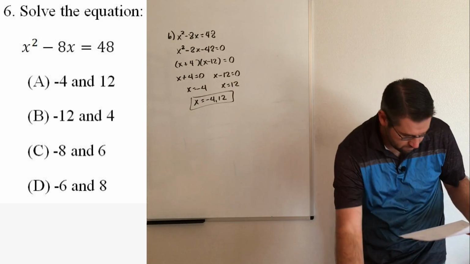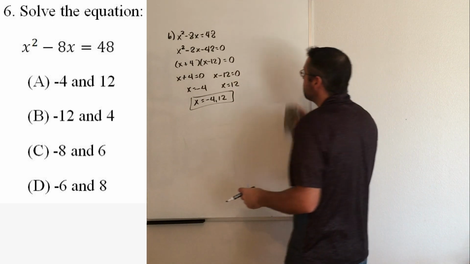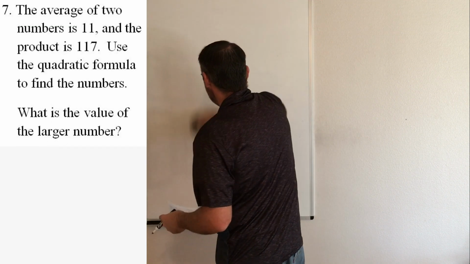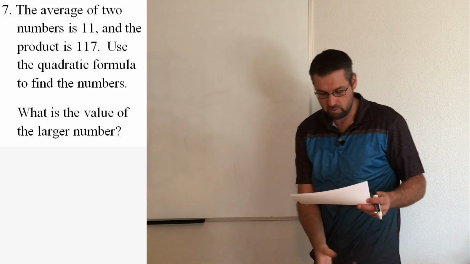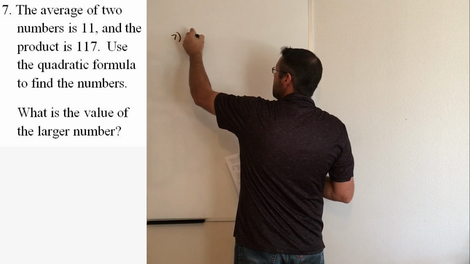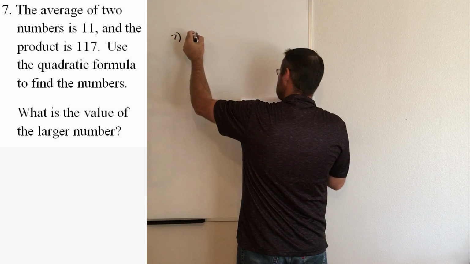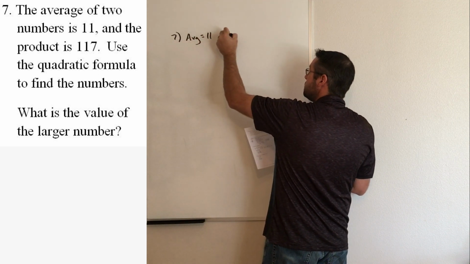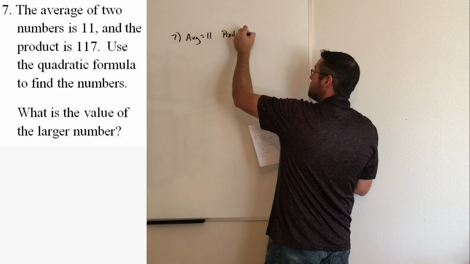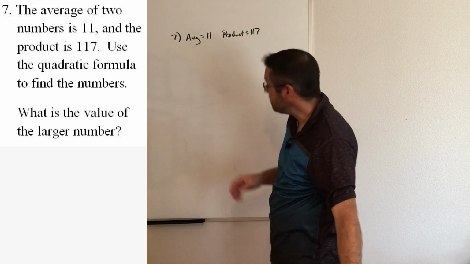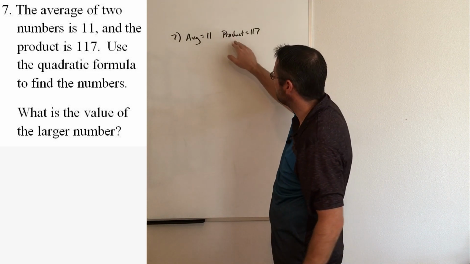Number 7 is probably one that, if you did this early, which you should have done, you probably got hung up on based on the verbiage. Number 7, it says the average of two numbers is 11, and the product of the same two numbers is 117. So we have to know what these two terms mean, average and product.